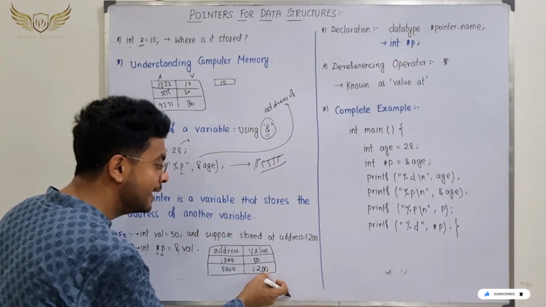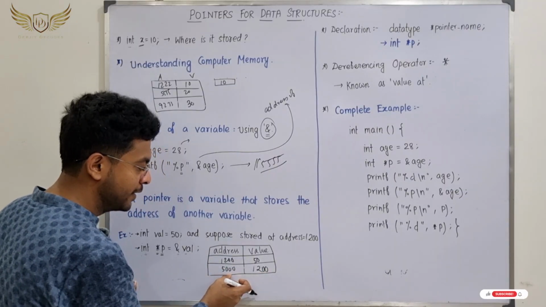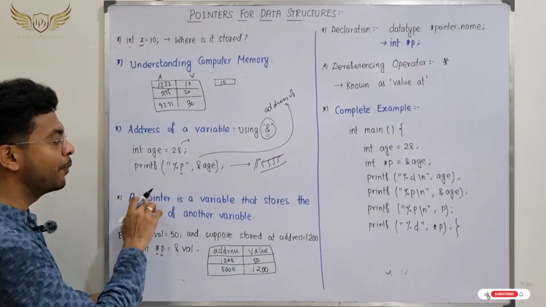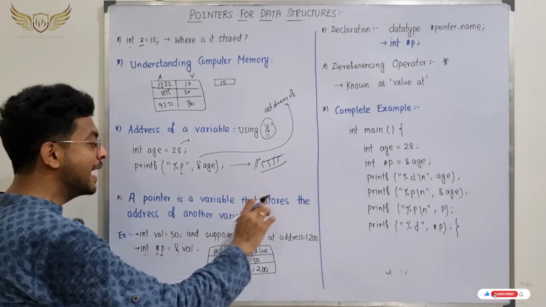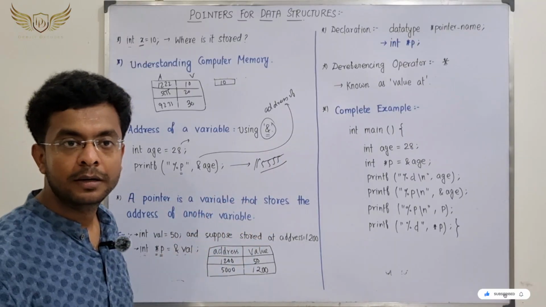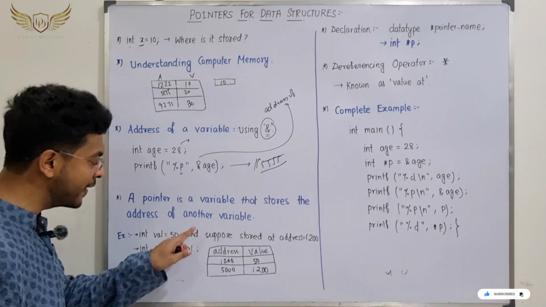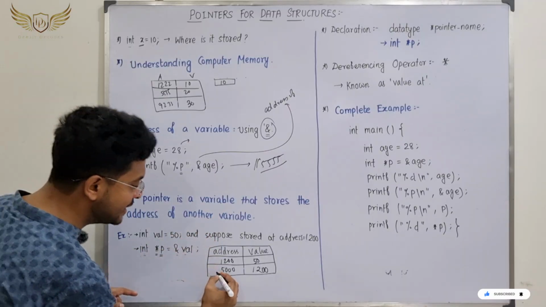This 1200 is stored at 5000. So this is the meaning of pointer. A pointer, p, is a variable that stores the address of another variable, right? This stores the address of another variable. So this p, this is where p is.